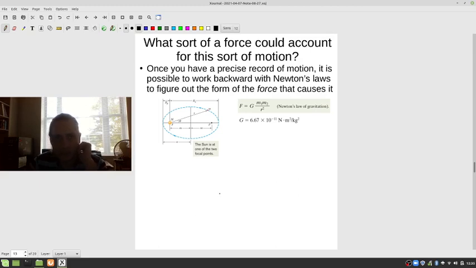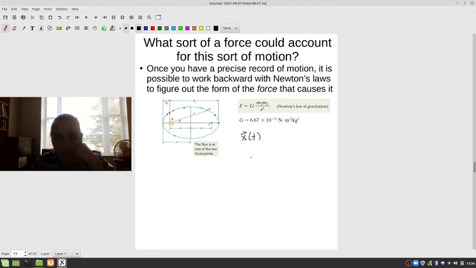So for instance, let's say that you have a record of how your object is moving at every point in time. So it's moving more quickly here, more slowly over there, and you know how it's moving as a function of t. So you've got an x as a function of t. Now, let's say that you know the mass of the Earth and the mass of the Sun, you can make up numbers. How would you find out what Newton's law of gravitation is?